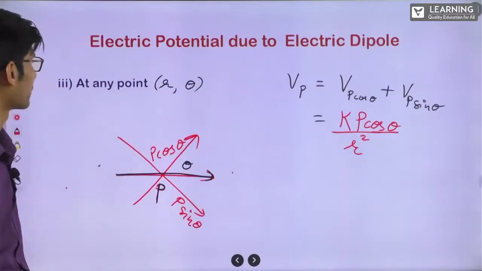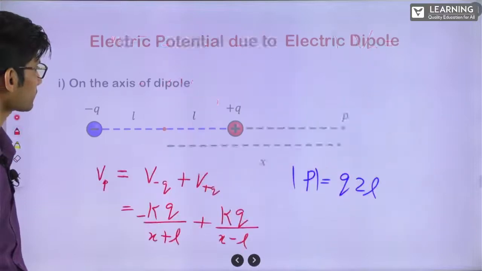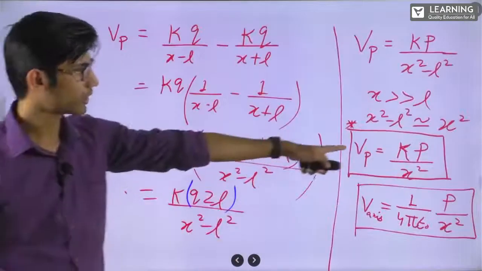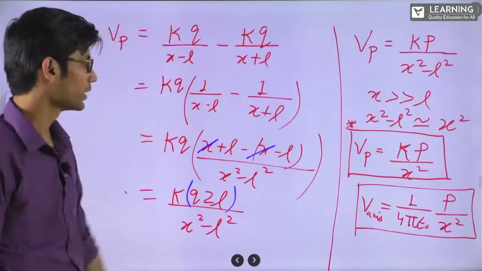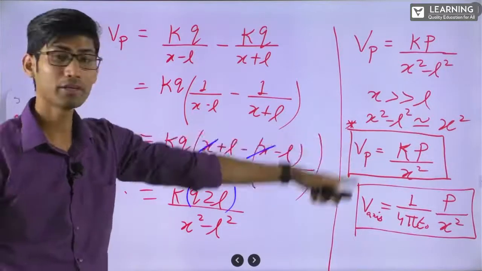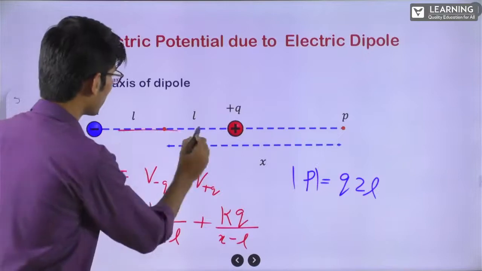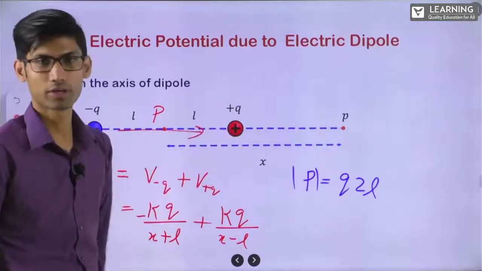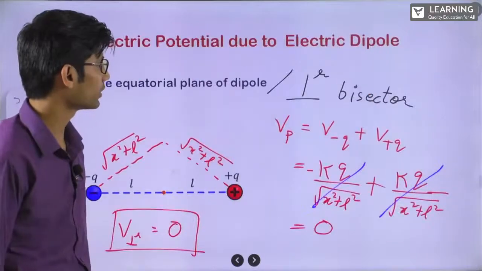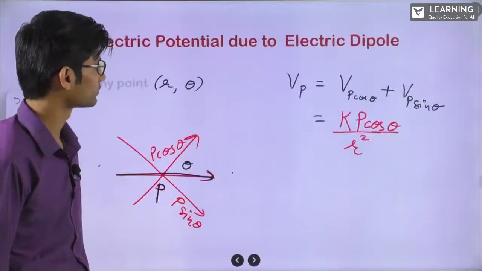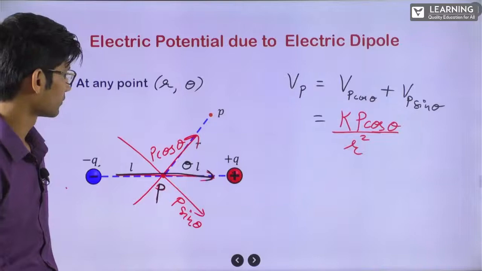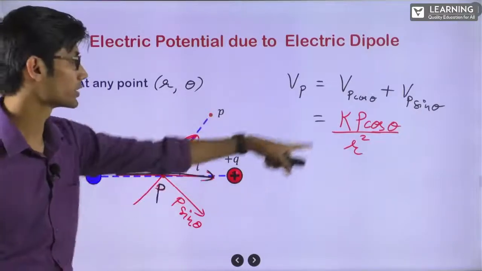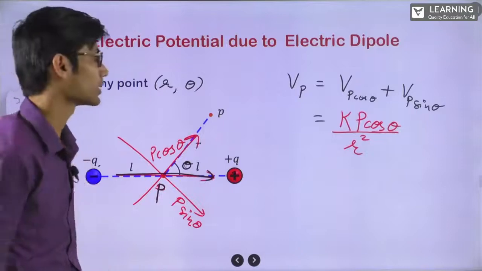I hope you remember, at the axis, Kp by x square, right? Now why was P there? Because due to this dipole P, we found out. This was the dipole at the axis we found out, right? Here, this time, the dipole is P cos theta. At the axis of P cos theta, this point is there. So it is Kp cos theta by r square.